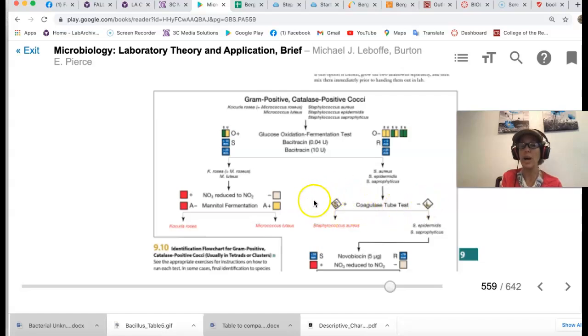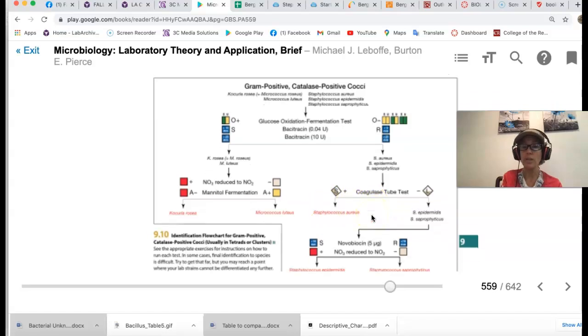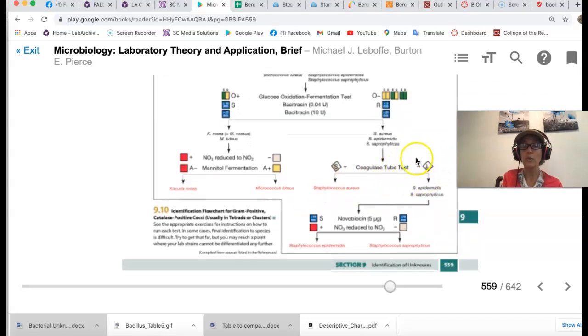If your organism was positive for coagulase, exercise 5-23, and it clumped the rabbit plasma, then you have Staph aureus. However, if it was negative for coagulase test, then we go to the next one. We did not do novobiocin, but we did do nitrate reduced to nitrite. And if your organism was negative for coagulase and positive for nitrate reduced to nitrite, then that confirms it as Staph epidermidis. That takes care of our gram negatives and our gram positive cocci that are catalase positive.